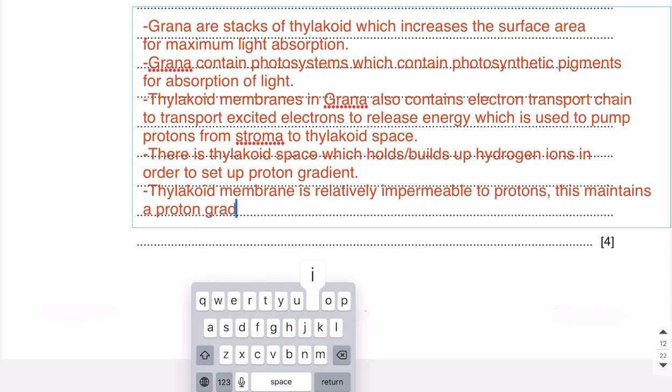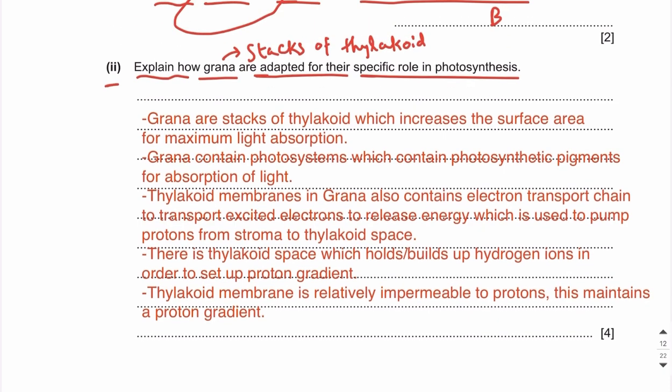Because the thylakoid membrane is relatively impermeable to protons, protons cannot cross the thylakoid membrane, right? Protons cannot leak through the thylakoid membrane, and because of this, protons are captured in the thylakoid space, setting up a proton gradient across the thylakoid membrane between the stroma and the thylakoid space, right? So the thylakoid membrane being relatively impermeable to protons is also an adaptation, right?